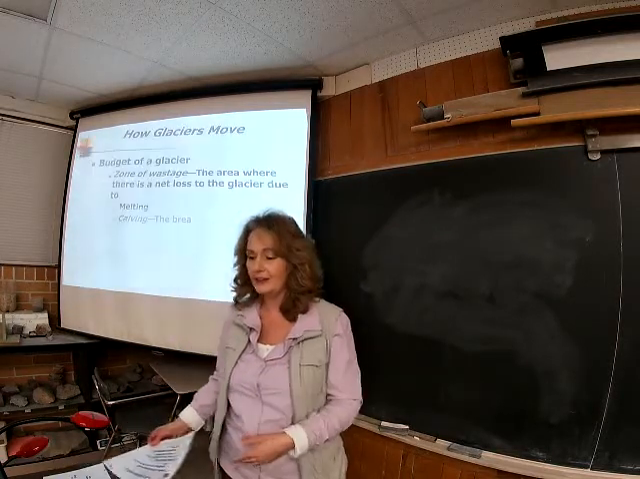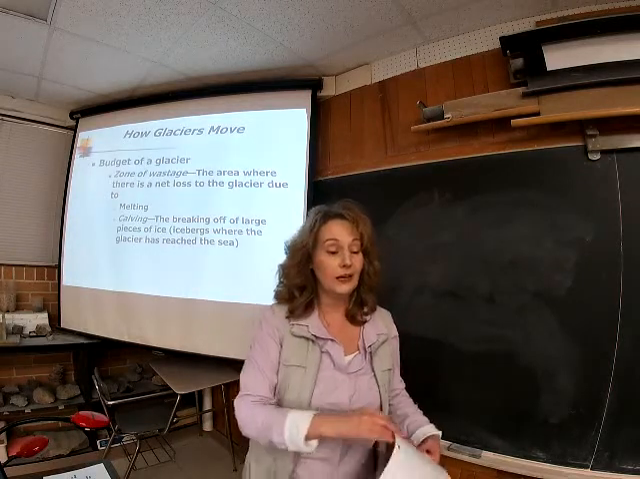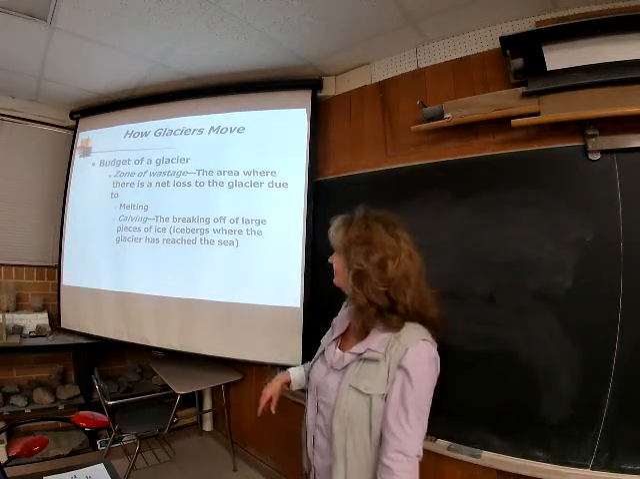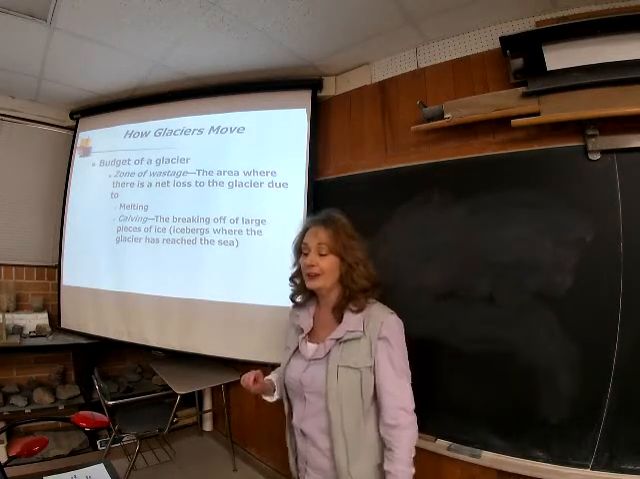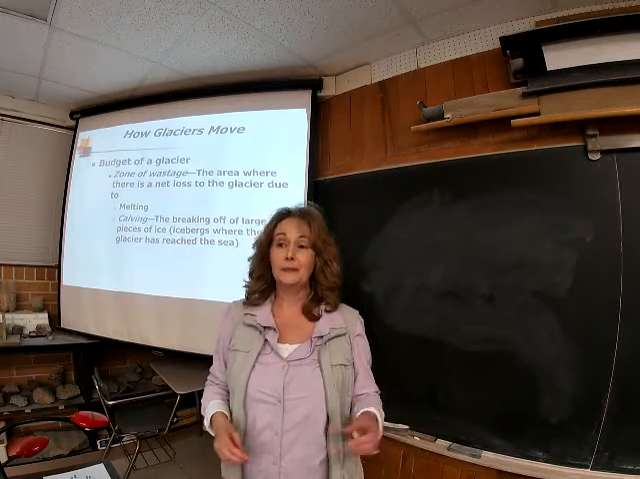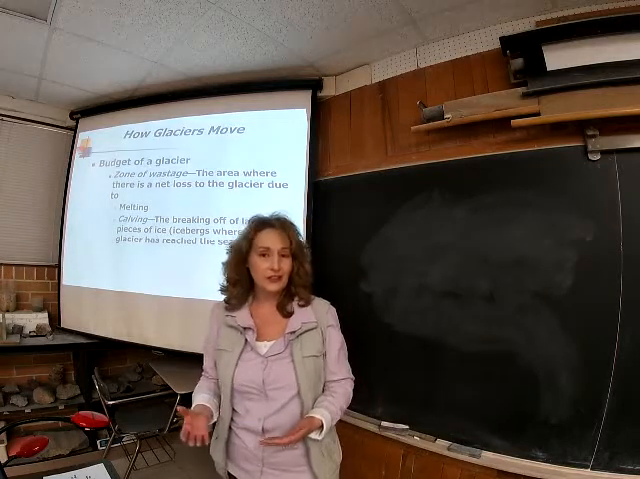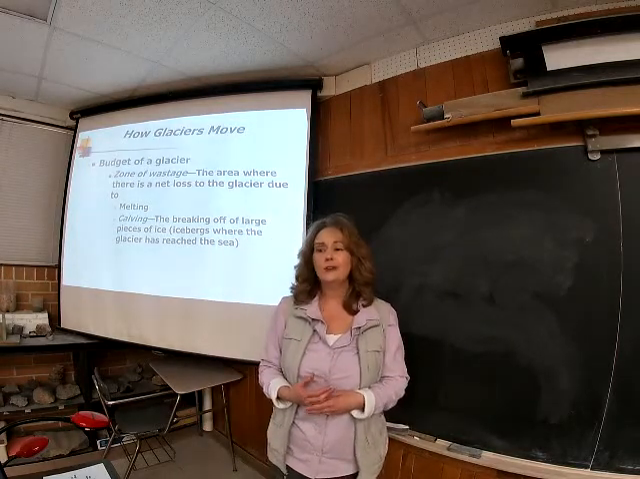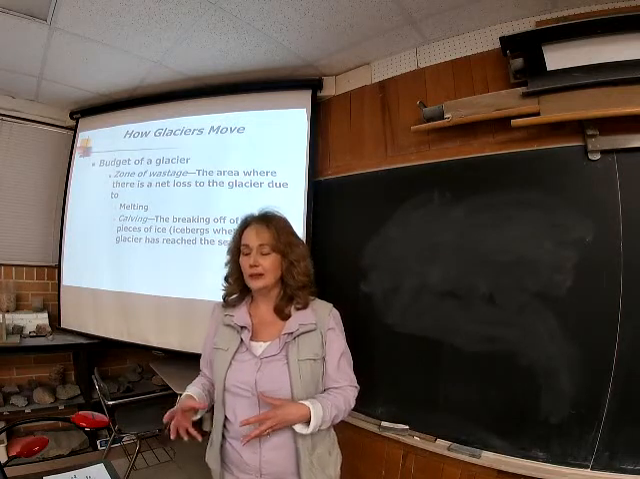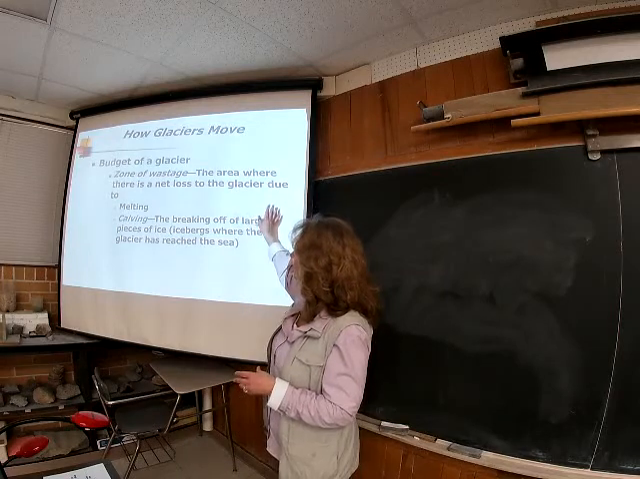Are you getting an active accumulation? Or on the other end, are you getting this zone of wastage that they're talking about here? The area where there is a net loss to the glacier. This would be like money out of your checking account instead of money in. So the wastage zone, they also call that the ablation zone, where you're losing some of that glacier due to a net loss to the glacier.